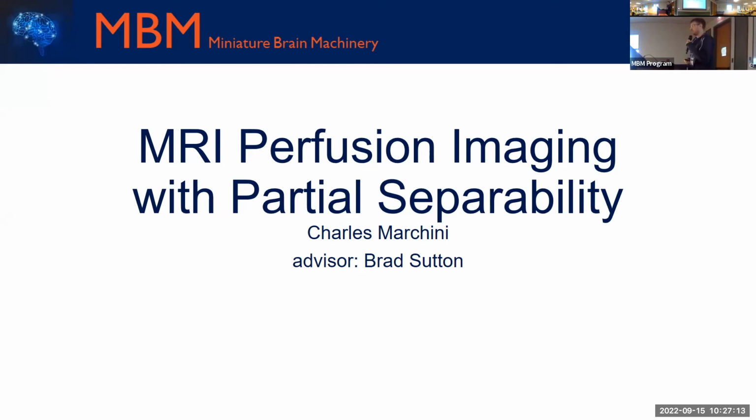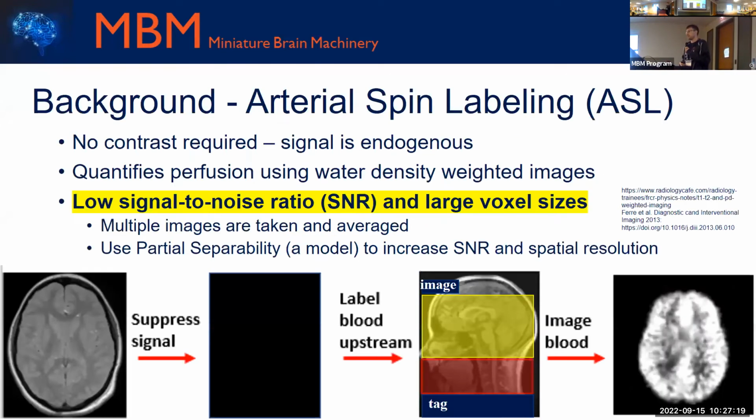I'm Charles Martini. I work in the Sutton Lab, and my project is on MRI perfusion imaging with a partial separability method. So to understand how we do MRI perfusion, we use an MRI method called arterial spin labeling. This method doesn't require any contrast agents, so there's nothing injected into the bloodstream. The signal comes from the endogenous blood. And this method quantifies perfusion using water density MRI images.